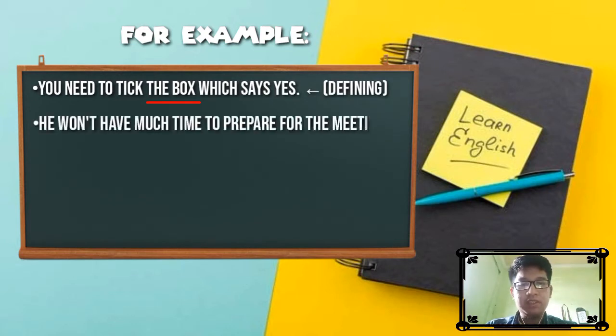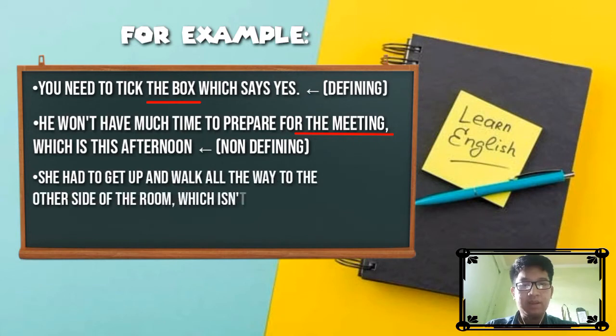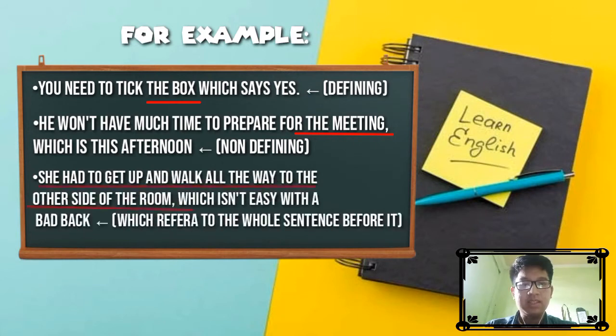You won't have much time to prepare for the meeting, which is this afternoon. This is non-defining. She had to get up and walk all the way to the other side of the room, which isn't easy with a bad back, which refers to the whole sentence before it.